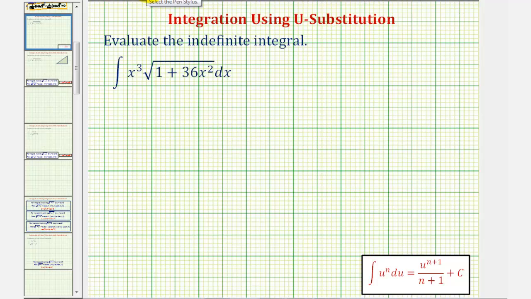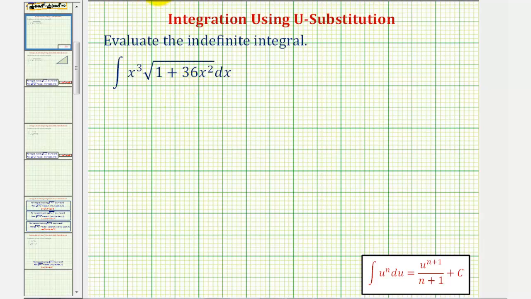We want to evaluate the indefinite integral. We just found this antiderivative using trig substitution, and now we'll show how we can use basic u-substitution to find the same antiderivative. Normally when performing basic u-substitution, we let u equal the higher degree part of the integrand, hoping that differential u fits the remaining part of the integrand.